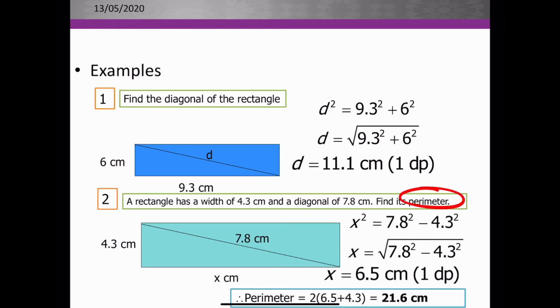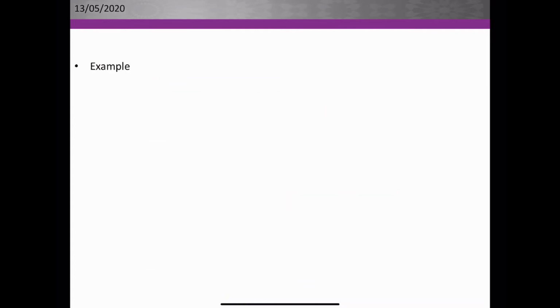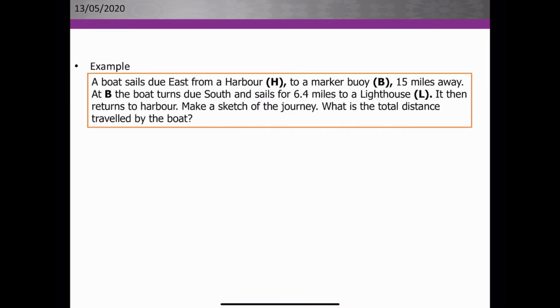And this one's asking perimeter. Okay, so perimeter, remember, you're adding. A boat sails due east from the harbour to Jamaica, 15 miles away. At B, the boat turns due south and sails for 6.4 miles to the lighthouse L. It then returns to the harbour. Make a sketch of this journey. What is the total distance?